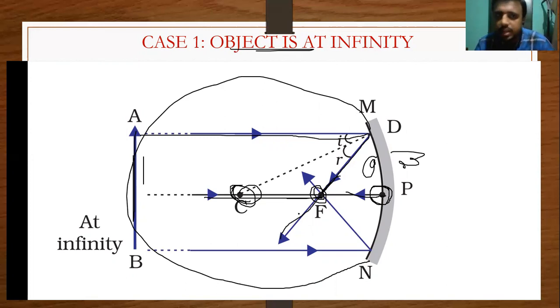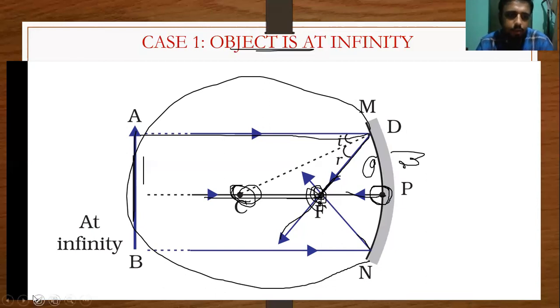We should know one fact: a ray that is traveling parallel to the principal axis always passes through the focus, whichever ray that may be. If it is parallel to the principal axis, then it will cross through the point F. Similarly, the ray coming from B and striking the N part of the mirror, as it is parallel to the principal axis, also crosses the point F.